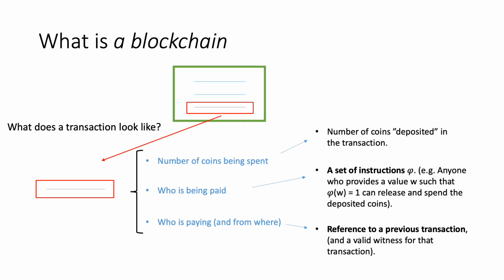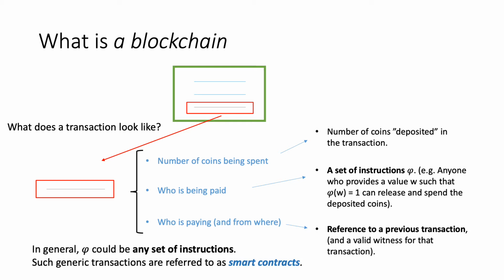One point that I want to emphasize is that in general, phi could be any set of instructions. And so such generic transactions, which can be much more than just payments, are referred to as smart contracts. The set of instructions could really be anything that can be specified by code. And smart contracts are what we'll be using in the rest of the talk.